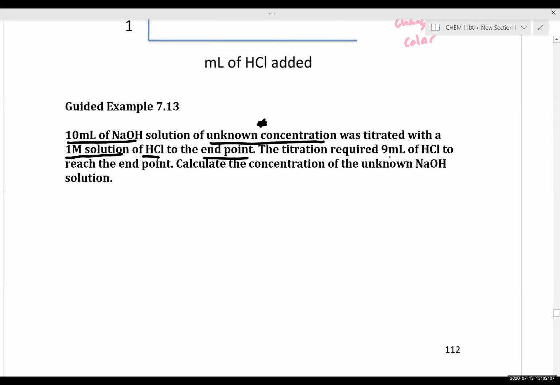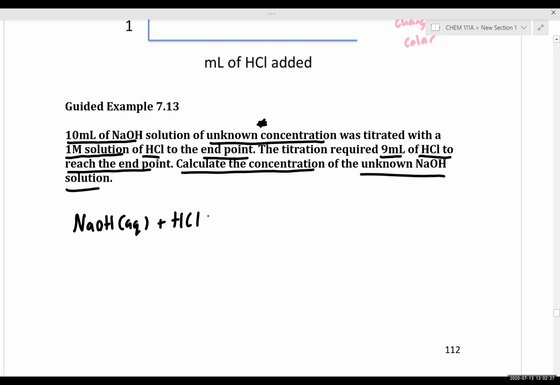The titration required 9 milliliters of hydrochloric acid to reach the endpoint, and we're asked to calculate the concentration of the unknown sodium hydroxide solution. So let's first write out what we know. So we know, first and foremost, our chemical equation. Sodium hydroxide is reacting with hydrochloric acid to yield water and sodium chloride. Okay, perfect. Now that we have that chemical equation established, we'll be able to use this for stoichiometry.